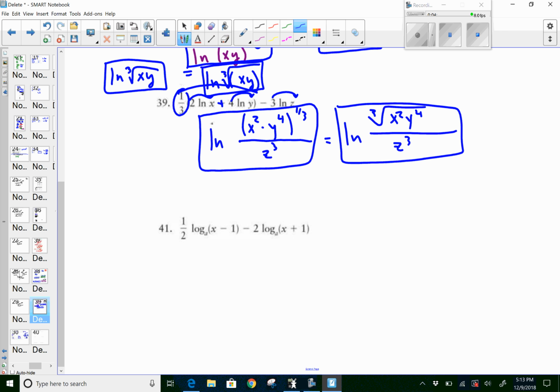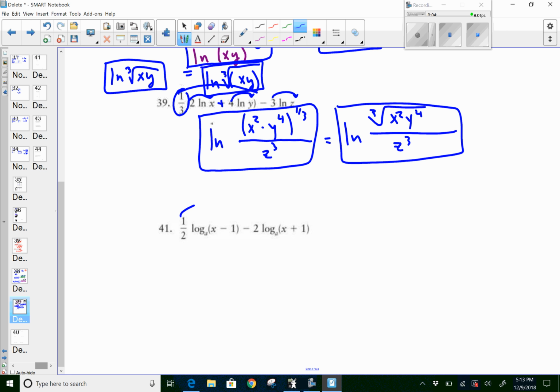All right, so the last one for this page is similar again. So the half gets kicked back, the 2 gets kicked back. So I'm going to have, and I have a subtraction which changes into division. I have a log with a base of a, and I'm going to have a division problem because of that subtraction sign. So this half is going to get kicked back here. So on the top, I'm going to have x minus 1, and the half is going to be the exponent of that. And over here on the denominator, I'm going to have x plus 1.